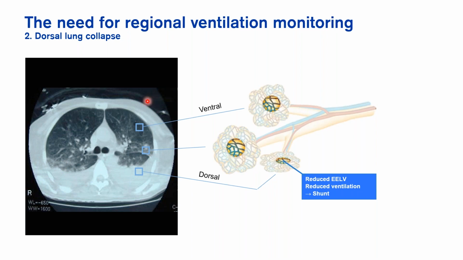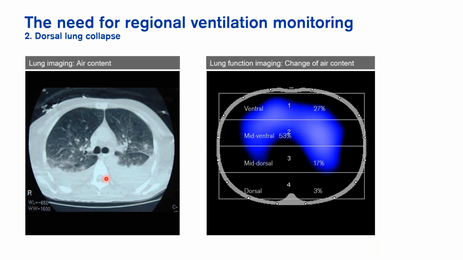And if we look at the ventilation of the different areas, considering that we're still using the same target tidal volume, there's no ventilation in the dorsal area. There is a reduced end-expiratory lung volume and reduced ventilation, which results in the shunt. And then the same tidal volume is distributed in the mid-dorsal, mid-ventral, and ventral areas, but in a smaller portion of the lung. So how would this look on a PulmoVista?